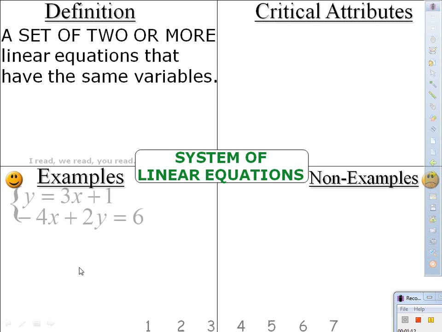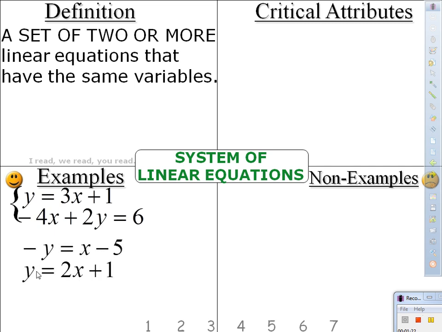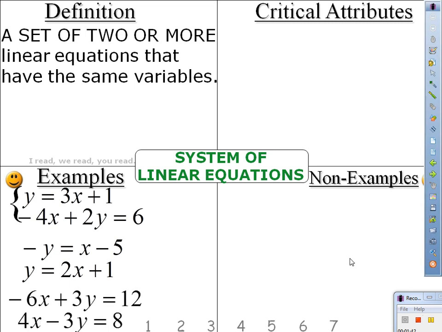Examples. Here they give us the set of y equals 3x plus 1 and negative 4x plus 2y equals 6. Second example: negative y equals x minus 5 and y equals 2x plus 1. But if you notice on this one, they didn't write the set. You guys see that? Because sometimes they're going to give you the equations and they're just going to call it a system of linear equations. Let me give you the third example: negative 6x plus 3y equals 12 and 4x minus 3y equals 8. All these are examples of systems of linear equations. Copy that and I'll elaborate a little bit more on this.